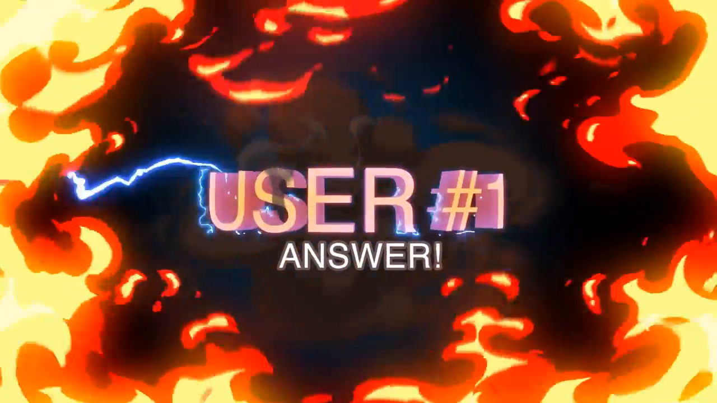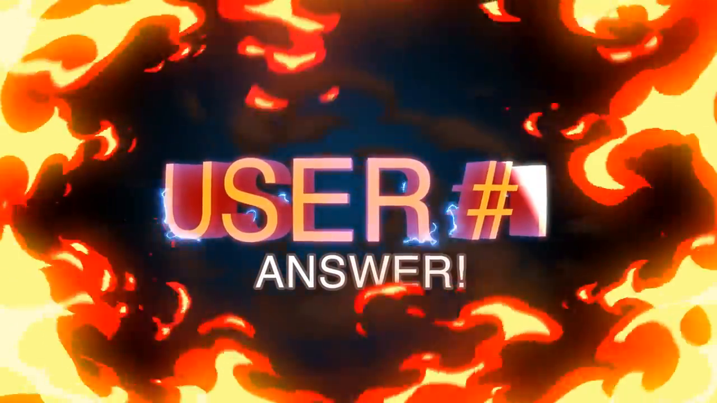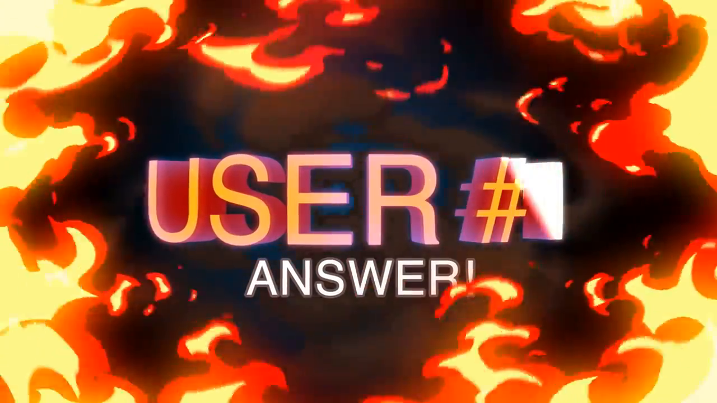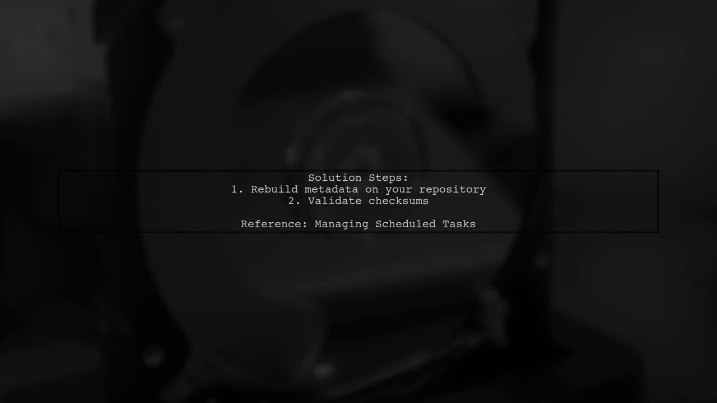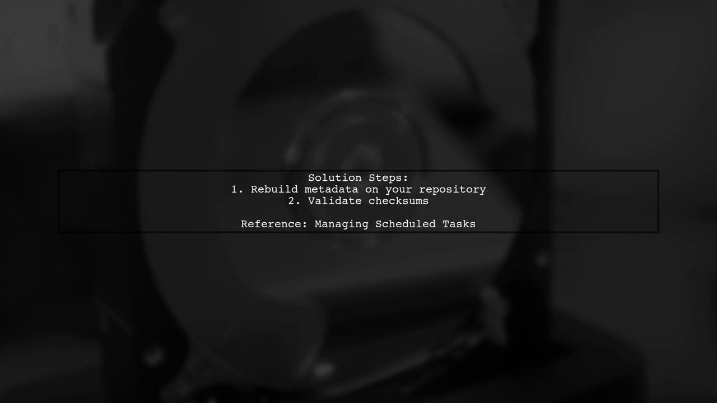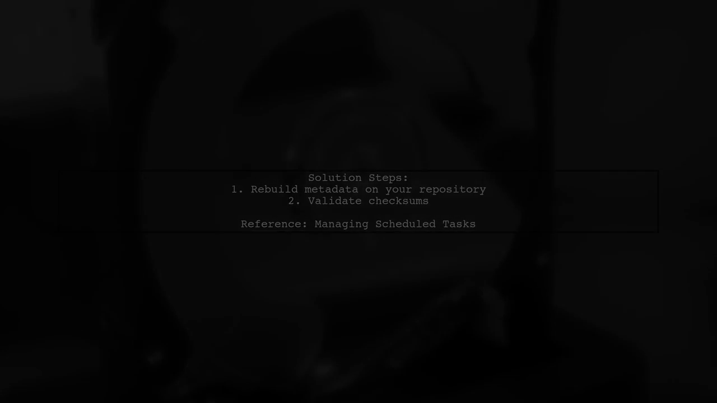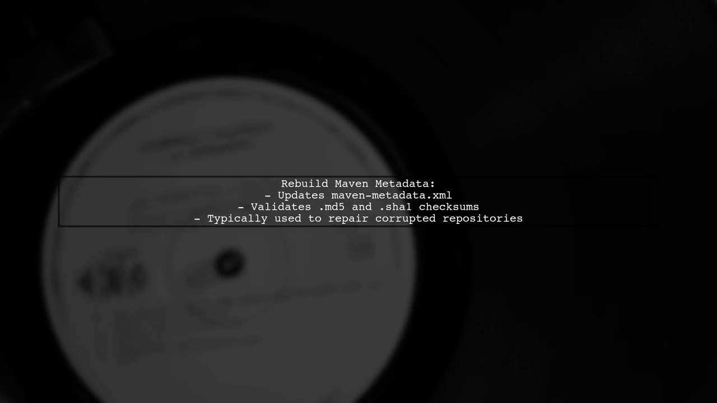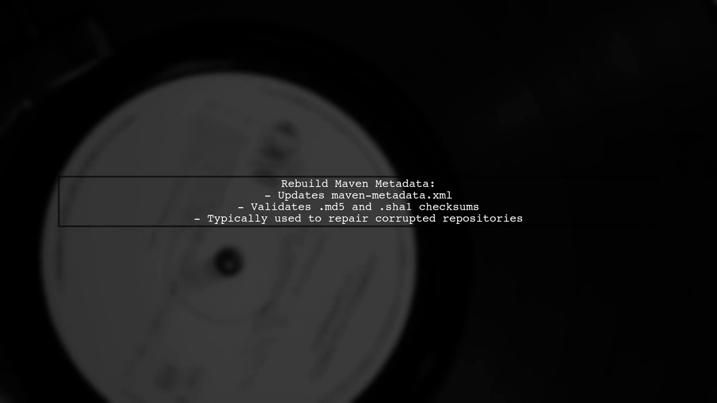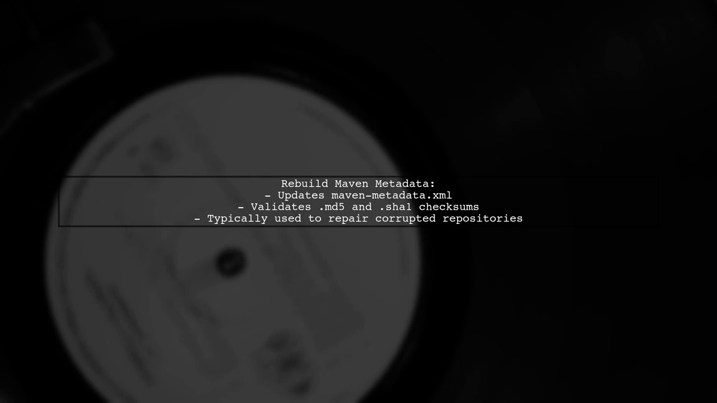Let's now look at a user-suggested answer. To resolve the timestamp issue in your snapshot jar's metadata, start by rebuilding the metadata on the repository where you uploaded the artifact. This process will update the Maven metadata.xml files with accurate information and check the integrity of all files in the repository.